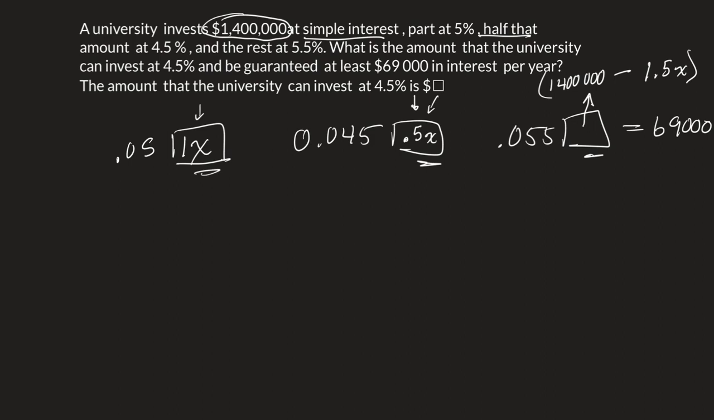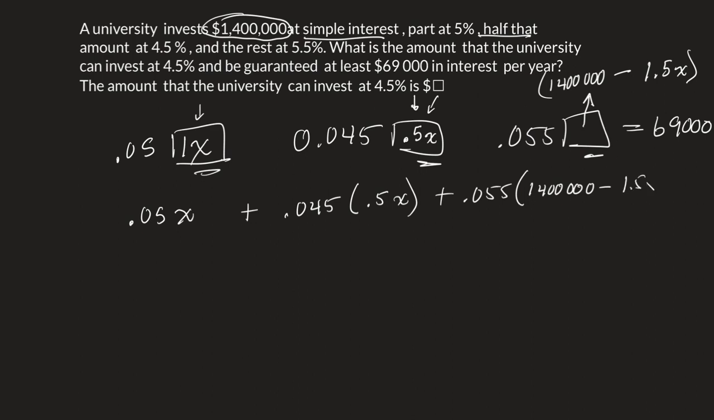So they're making this money total. My equation would be 0.05x plus 0.045 times 0.5x plus 0.055 times (1,400,000 minus 1.5x). If you add up all the money that they make from that interest, because the interest multiplied by the principal gives me the total interest for that one investment, this is equal to 69,000. All right, let's multiply this through.